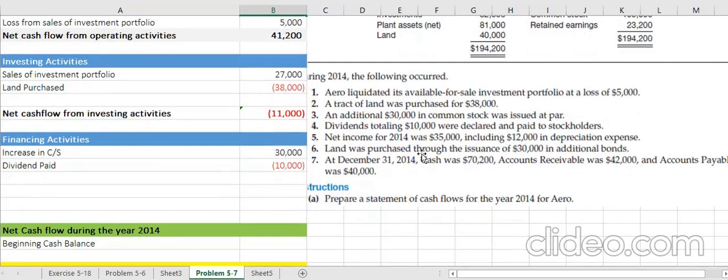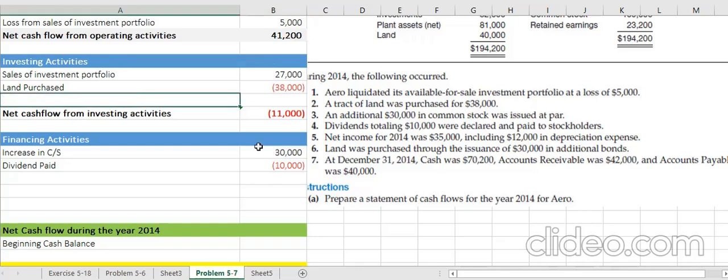Number 6, land was purchased through the issuance of $30,000 in additional bonds. We purchased land and no money was paid. In return for that land purchase, bonds were given. So it is a non-cash transaction. Though we have purchased the land, we did not pay any money, we just handed over the bonds to them. If it is a non-cash transaction, it has no concern with the cash flow statement.